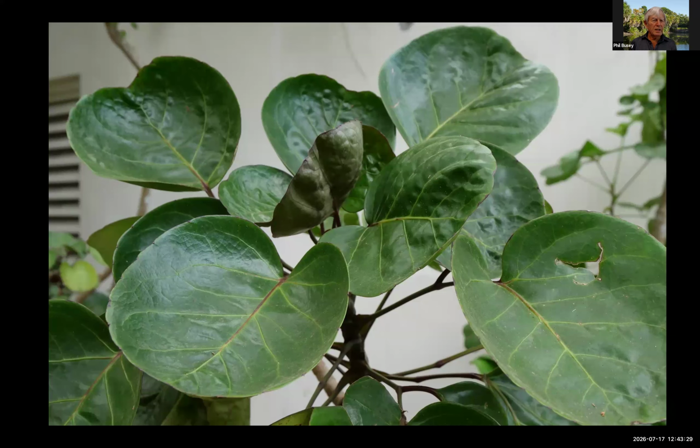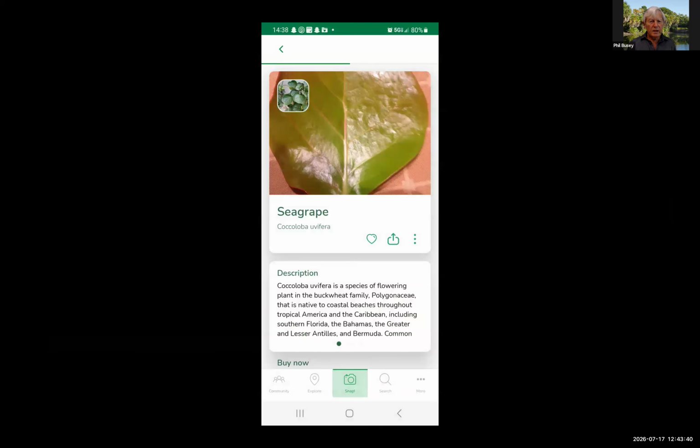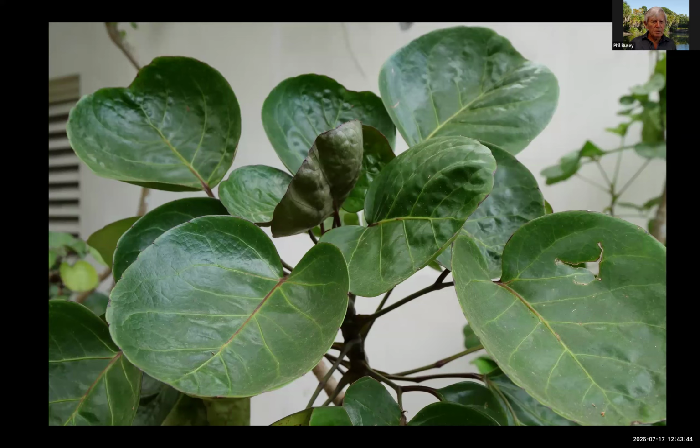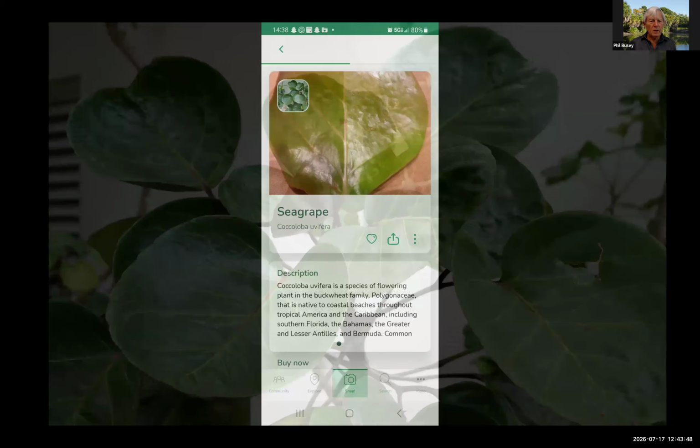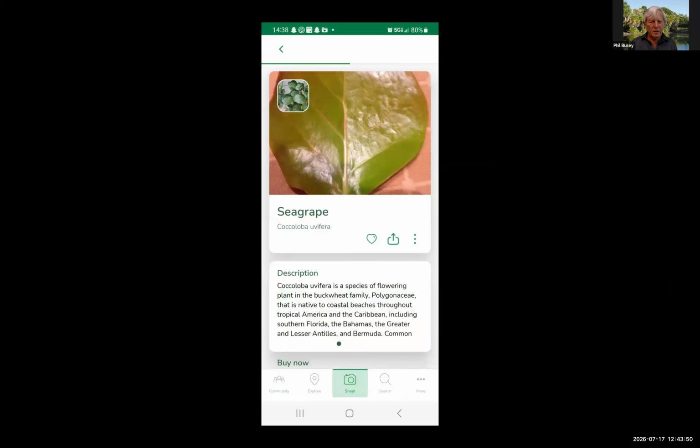Here's an example of a plant at the Miami-Dade College Landscape Technology Nursery. And I took a picture of this and put it into, I think this was PlantSnap, and it told me that it was sea grape. And you could see that would be a reasonable conclusion. It's got these broad, roundish leaves, sea grape, Coccoloba uvifera.